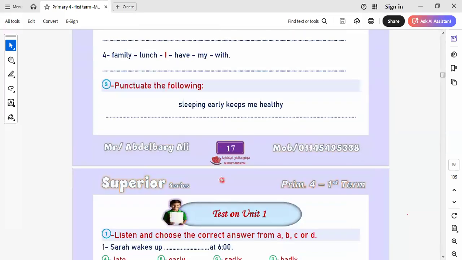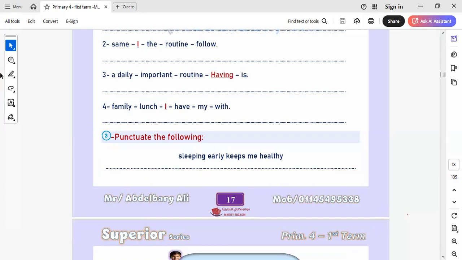Here is the punctuation. Let's do it together. Here, when I start the sentence, I start with a capital letter. Sleeping early keeps me healthy, and I put a full stop at the end of the sentence.